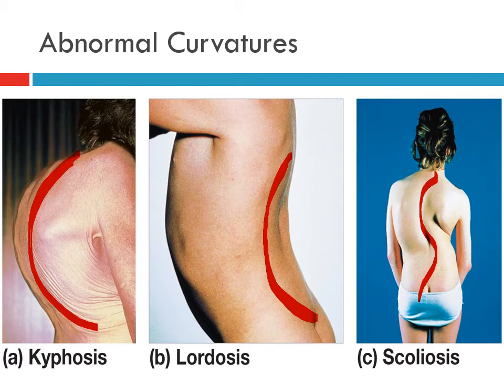So this is a pretty severe scoliosis. You can see that these ribs are rotated posteriorly, whereas these ribs are rotated anteriorly. You can see this right scapula is poking out. You can see there's a big difference in the shoulder height.